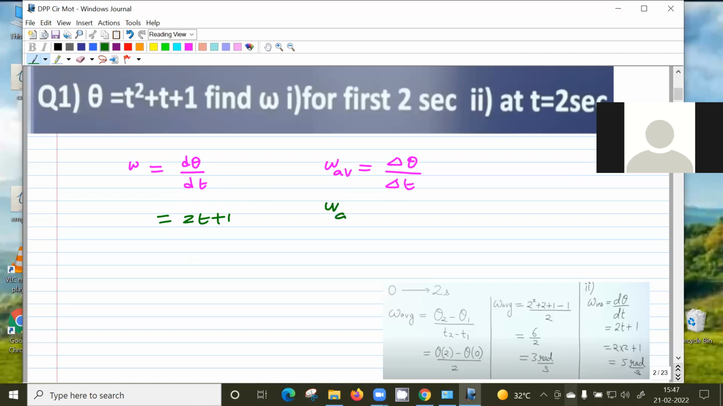The first, right? So average from 1 to 2 seconds is theta at 2 seconds minus theta at 1 second divided by 2 minus 1. I have to find at 2 seconds, right? So at 2 seconds is 5. And average is theta at 2, that is 4, at 1 is 3.